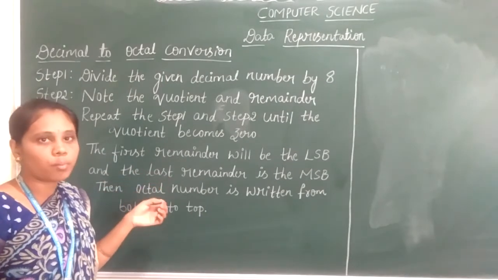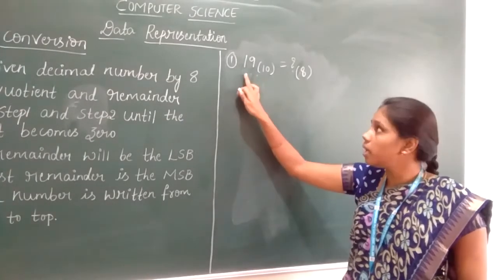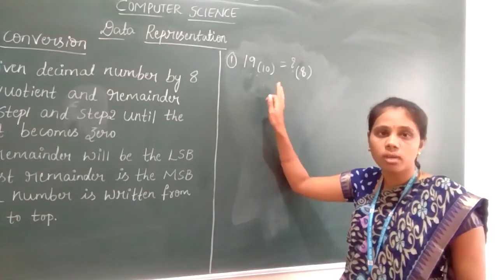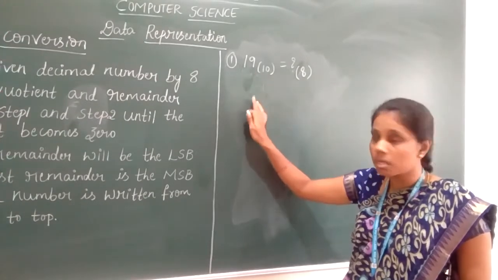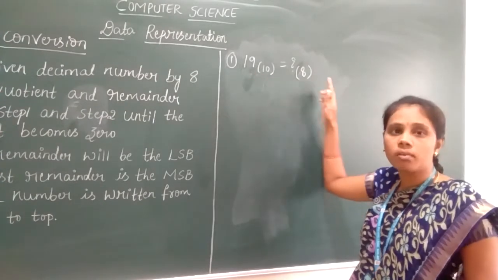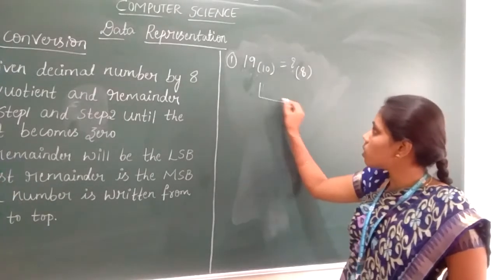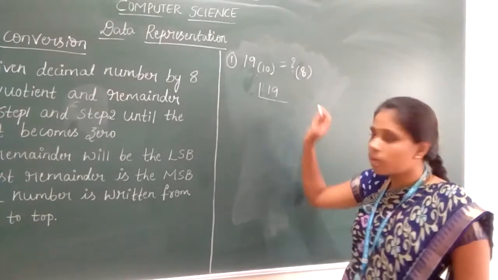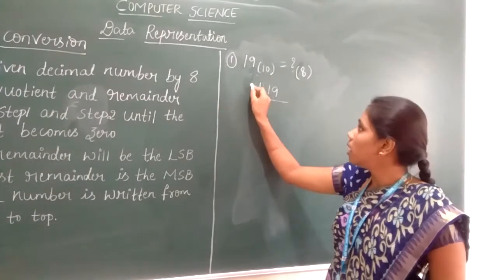Now we will see one example problem. This is an example problem. 19 is an example of a decimal number because 1 and 9 are in the range of the decimal number system. Now this number should be converted to an octal number. Now we will start this process. Take the decimal number and divide it by 8.